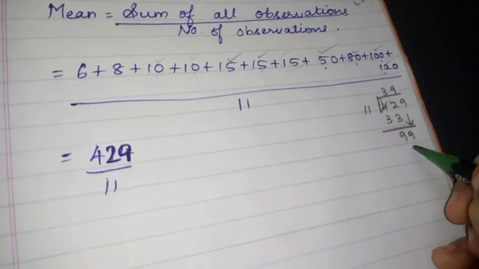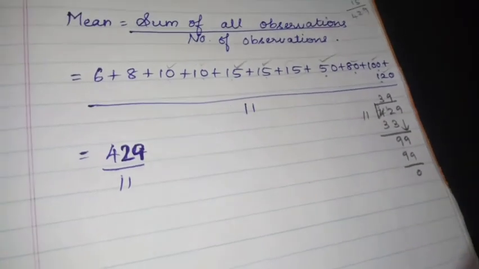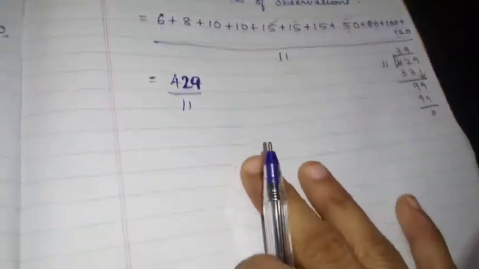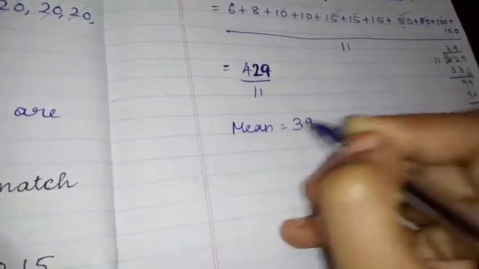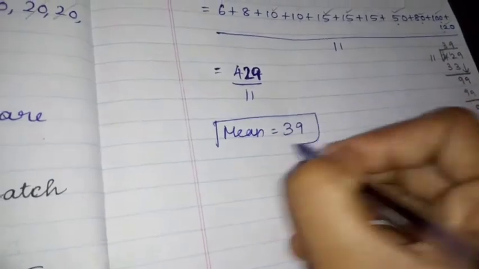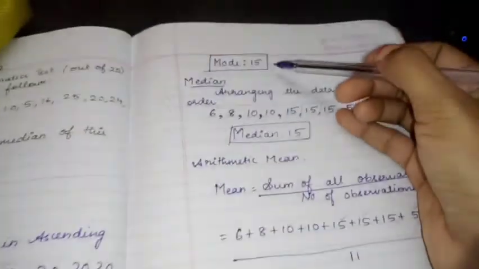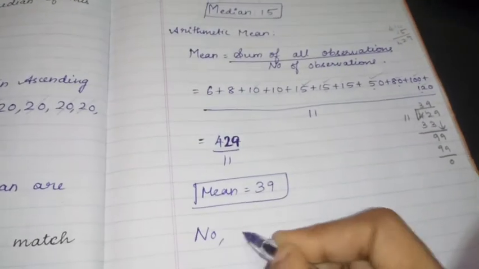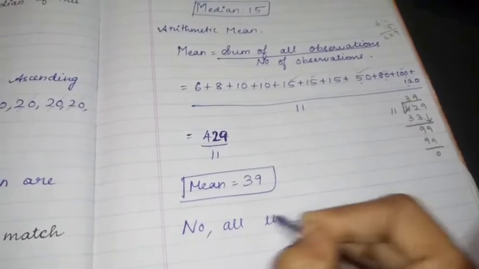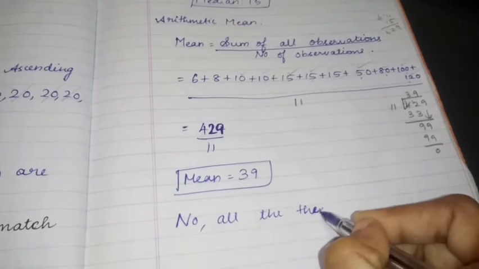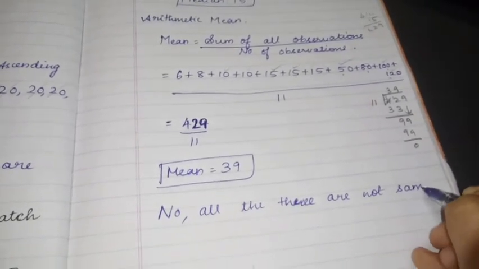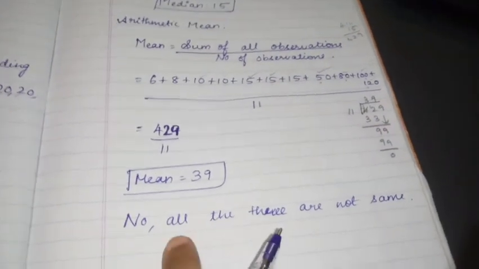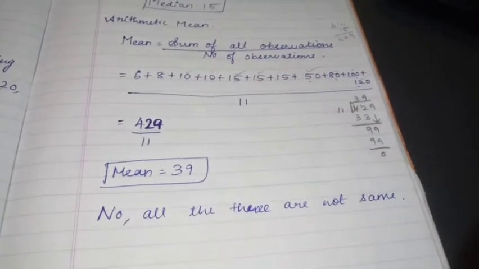11 9s are 99. So what is the answer we are getting? 39. So what is our mean? 39. Okay. Whether all the mean, median, mode all are same? No, all the three are not same. Okay, you should write this conclusion also. No, all the three are not same. Okay, children.